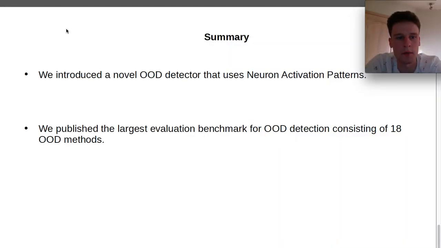So a quick recap, we introduced a novel out-of-distribution detector that uses an internal knowledge of the classifier about images which we form into binary activation patterns. And as a byproduct of our work, we also publish the largest existing benchmark for out-of-distribution methods, which now consists of a total of 18 out-of-distribution methods.